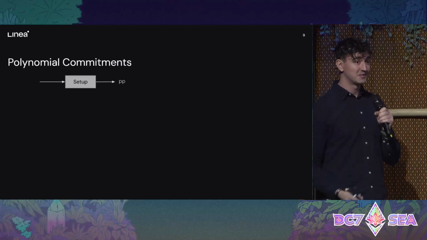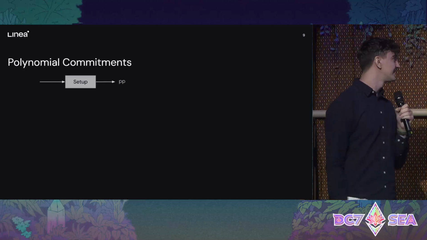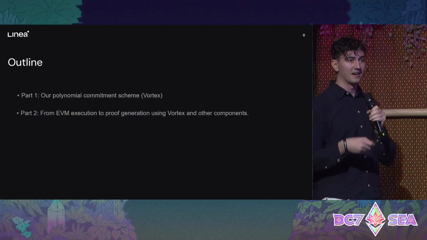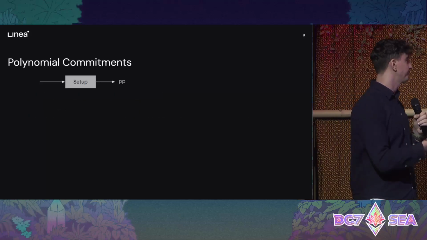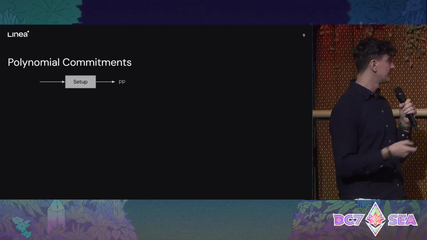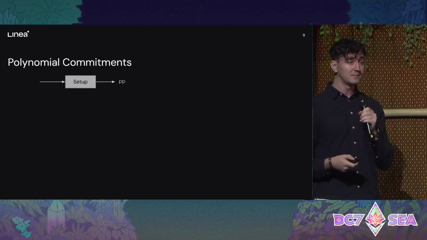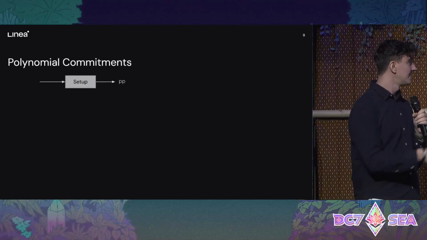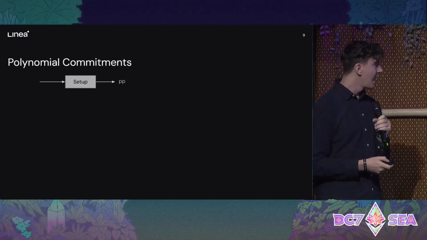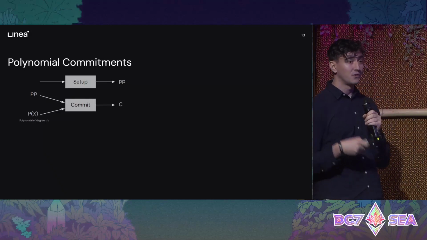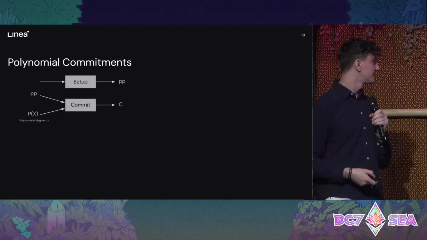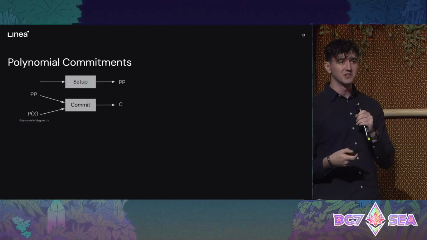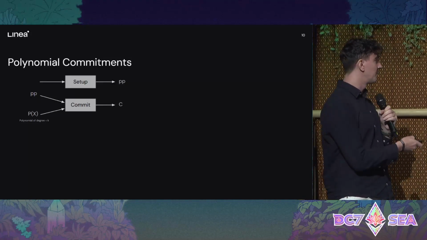So let's dip into cryptography with polynomial commitments. These two parts are the main building blocks of how to build a snark. For polynomial commitments, first you're going to have just a setup algorithm, and at a very high level, it's just going to give you some public parameters. And if you want to commit, you're going to use these public parameters and a polynomial. You want to commit to a polynomial. This polynomial will have some bounded degree k, and you're going to output some commitment c.